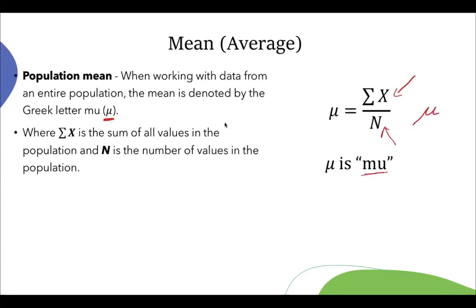So that's the mean, something that most students have heard of before: add up all the values and divide by the total. But in this class, you are going to make sure that you understand the difference between a sample mean and a population mean. And the difference is basically in the symbol that we use. The formula is generally the same.